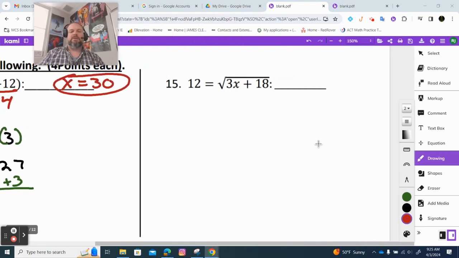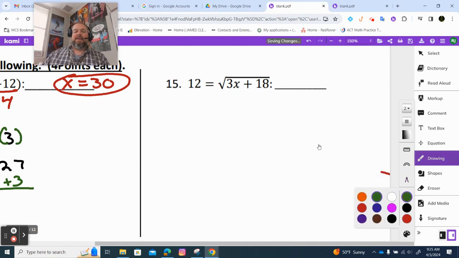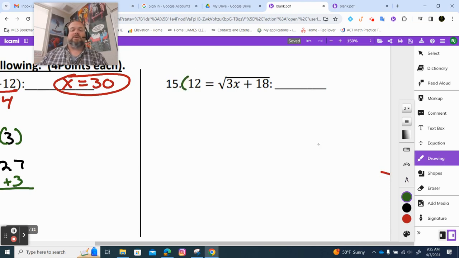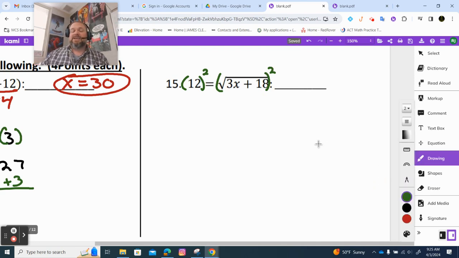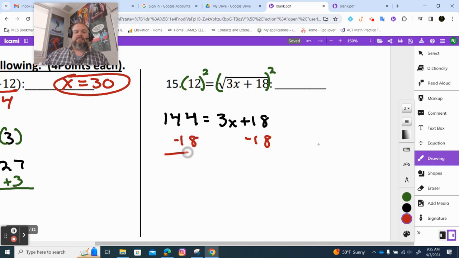All right. So number 15, is the radical isolated? Yeah. Okay, it's on one side. This time it happens to be on the right side. So we're going to square both sides. Why are we squaring both sides? Yeah, because that is understood to have a 2 right there. Okay, now we subtract 18.